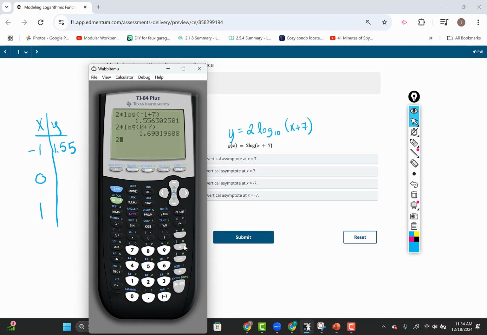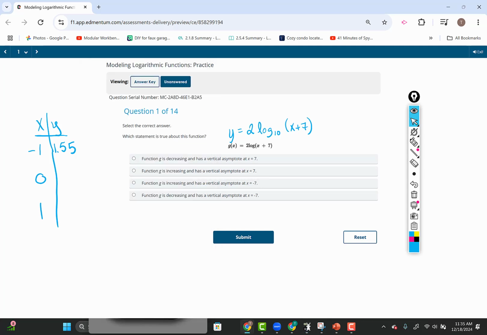Let's go and do it 2 times log +1 plus 7. And again, getting bigger. So we go 1.69 to 1.81, rounded to the nearest hundredth. So we can see as we move left to right, we are increasing. So we can cross this off. We can cross this off.